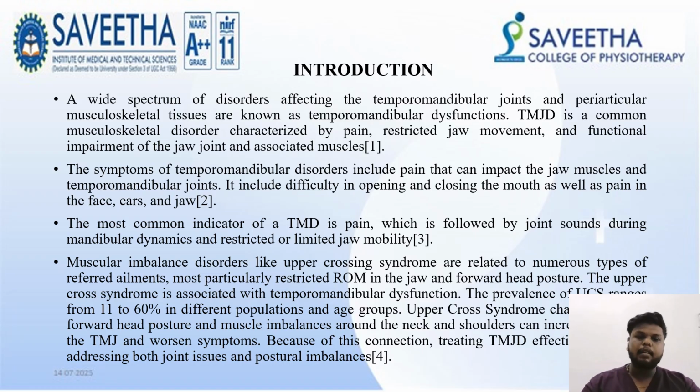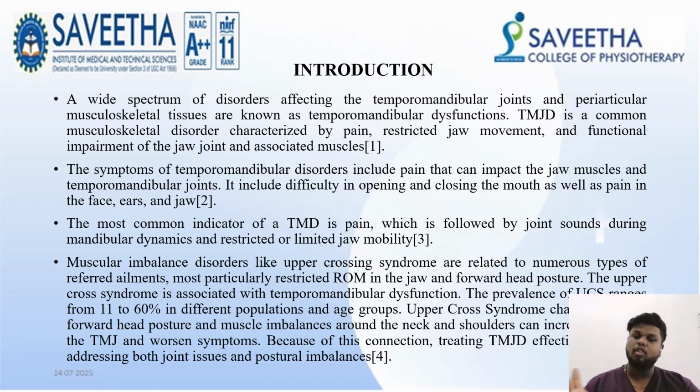Introduction. A wide spectrum of disorders affecting the temporomandibular joint and periarticular musculoskeletal tissues is termed temporomandibular joint dysfunction. So, it is a common musculoskeletal disorder characterized by pain and restricted jaw movements. So, there is a restriction of opening and closing of the mouth and functional impairment of the joint and surrounding and associated muscles. Most of the symptoms of temporomandibular disorders mostly include pain in the temporomandibular joint.